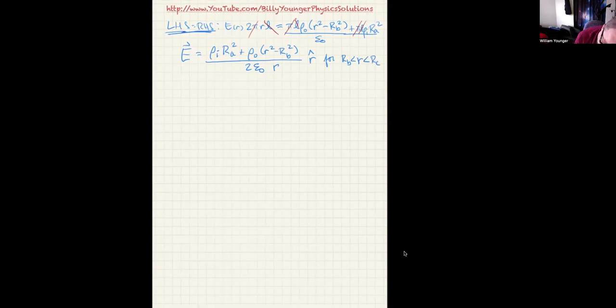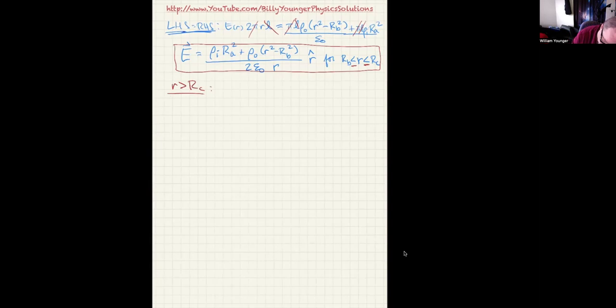Again, as I told you, if you look at the boundary conditions where R equals R B, you'll see that it matches up. And if you let R equal R C, you'll see that it matches up as well. So I'm going to go ahead and box this off. This is the correct answer for within the outer cylindrical shell. So we got one last thing to do, and that is for R greater than R C.